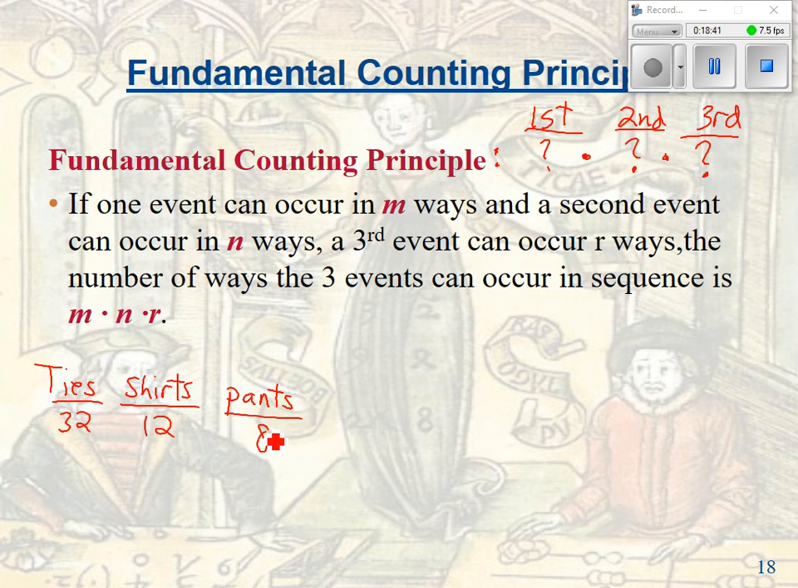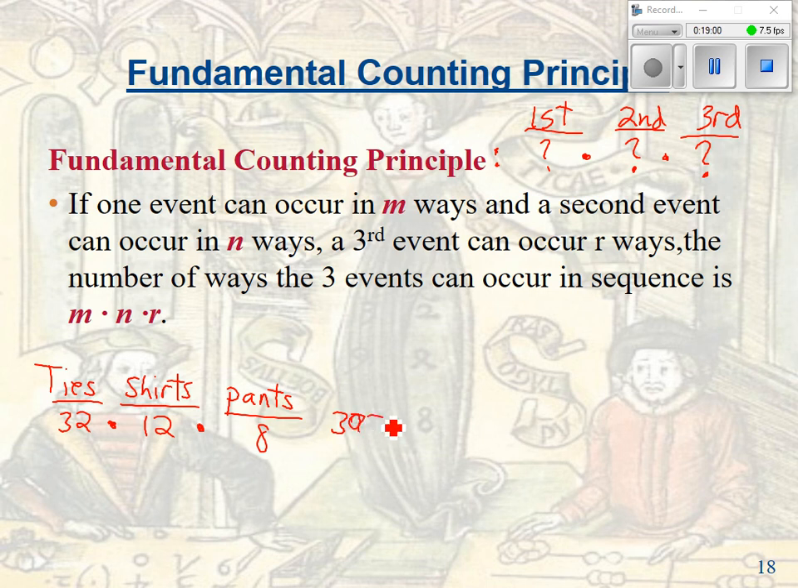All we do to find the total possible outcomes, the different outfits I could have made this morning, is multiply those 3 together. Is that something you'd really want to make a tree diagram for? No, absolutely not. How many did it say? 3072.